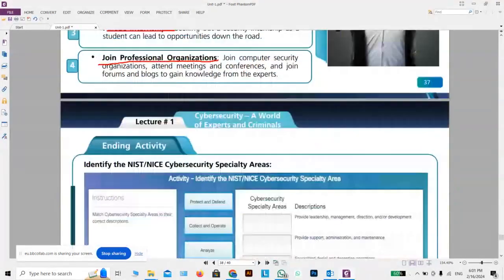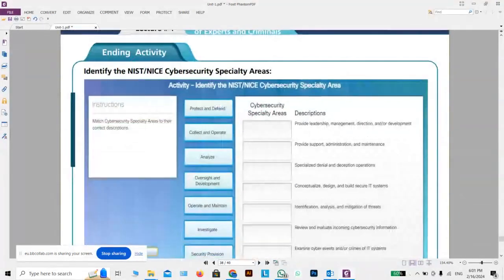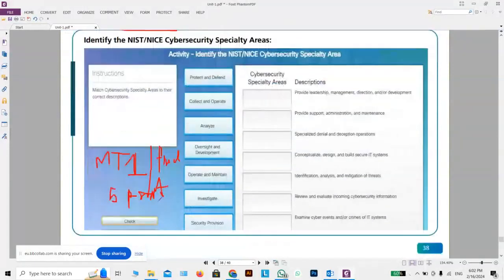Okay, here we have an activity. This is very important for your midterm question. Midterm one or the final, I might ask you this question. This is for 5 points as well. Okay, that's why it is important. In this activity, what you have to do is put all these buttons into the right place.